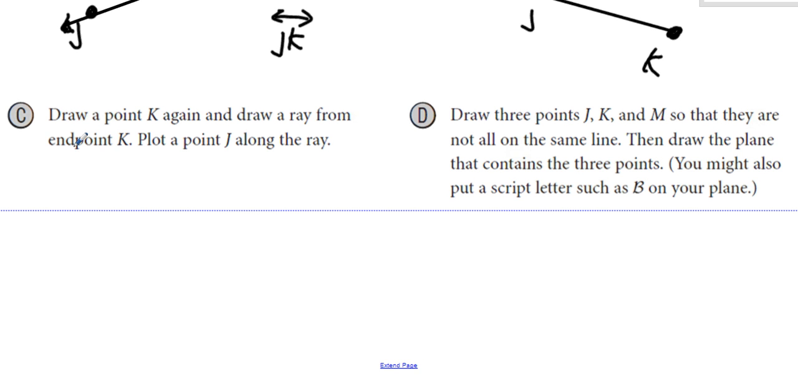Point K again, and draw a ray from endpoint K. Plot a point J along the ray. So here's K. We're going to draw a ray this time. Could go any way we want. I'll draw it this way. And then plot a point J along the ray. So here's J, somewhere in there. And when you name a ray, you have to start with the endpoint. So in this case, we have to start with K. And then the J, and you put the ray symbol above it.